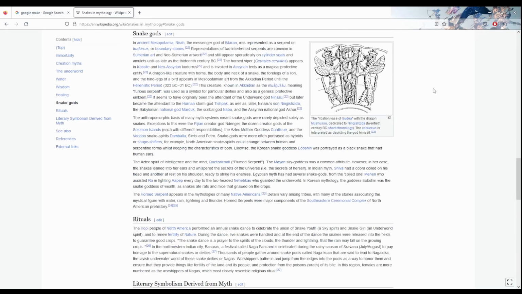Not only that, but he is the messenger god, Nira, an ancient Mesopotamian god. Not only this, but Phesian, one of the dozen creator gods of the Solomon Islands. They were the Aztec mother Q and voodoo snake serpents Damballa, Simbi, Petro, snake gods more often portrayed as shapeshifters.